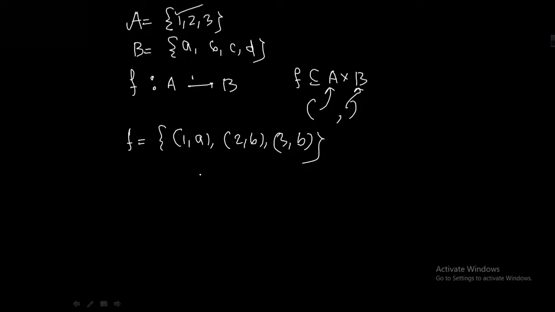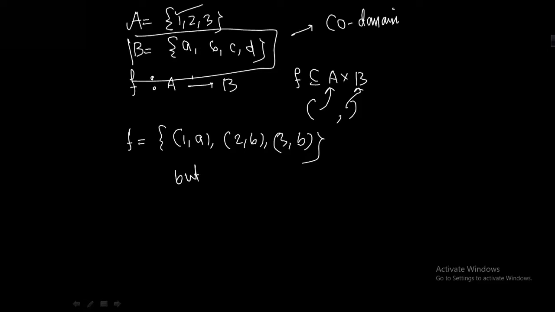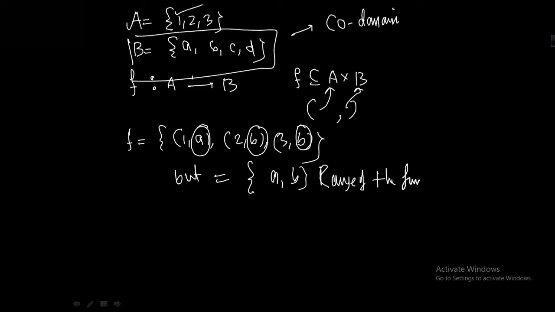This set B is called the codomain of the function, but the collection of all images, that means a and b, this is called the range of the function. That is the collection of all images.